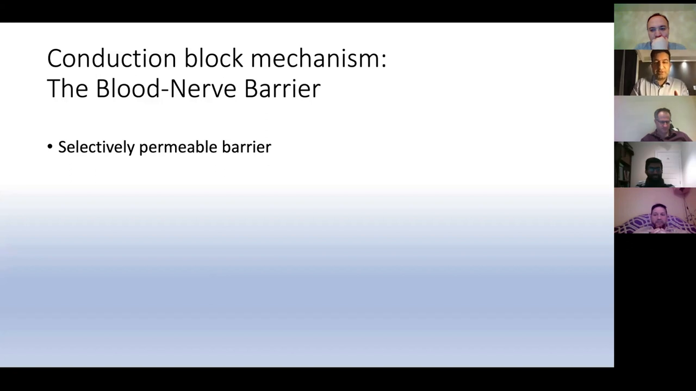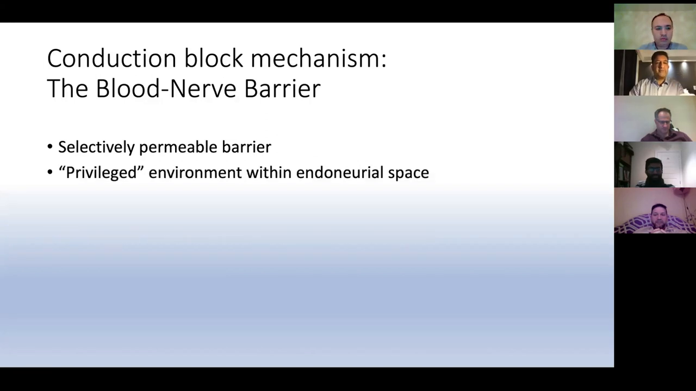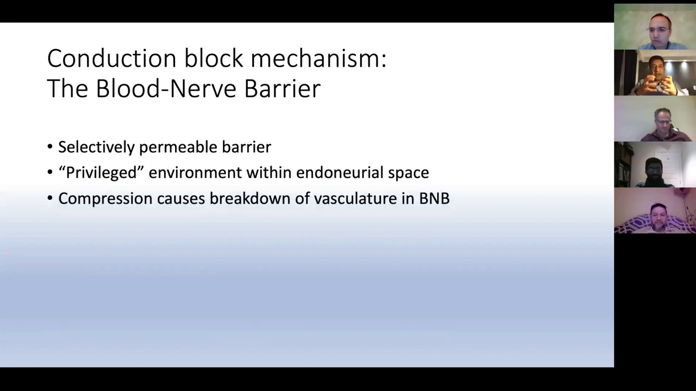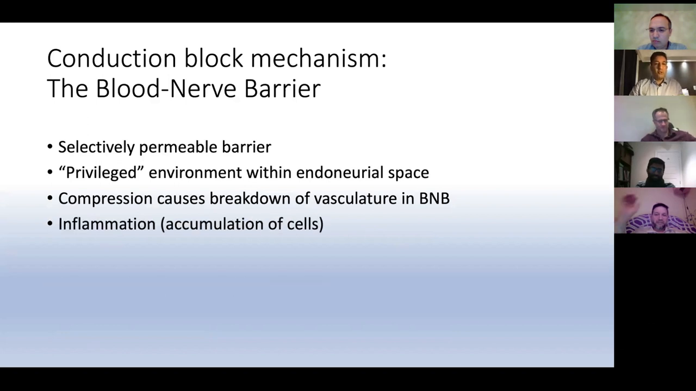So the two buzzwords I want you to remember are selectively permeable, and then I want you to remember a privileged environment. That's the buzzword to remember. So what happens is when you compress this nerve, it gradually upsets this blood nerve barrier. It alters the pressure within the vessels, creating an internal compartment syndrome and essentially breakdown of the vasculature, which causes leakage. This then leads to accumulation of various proteins and ingression of inflammatory cells like lymphocytes and macrophages, which otherwise were not able to get in.